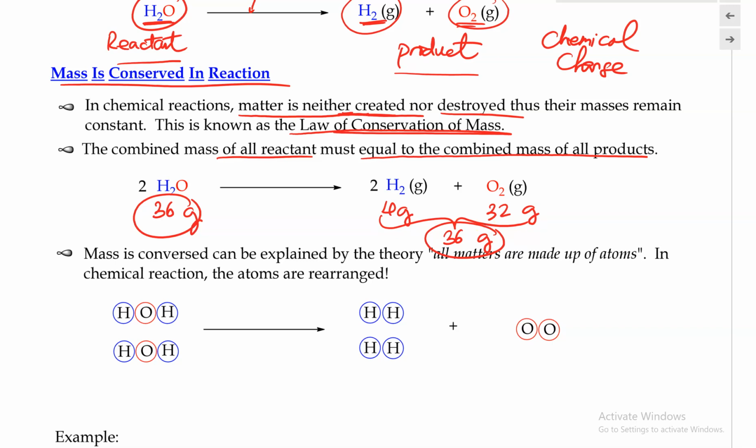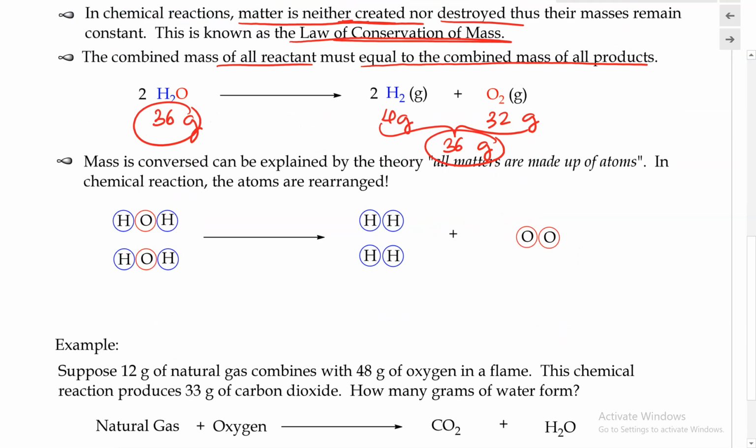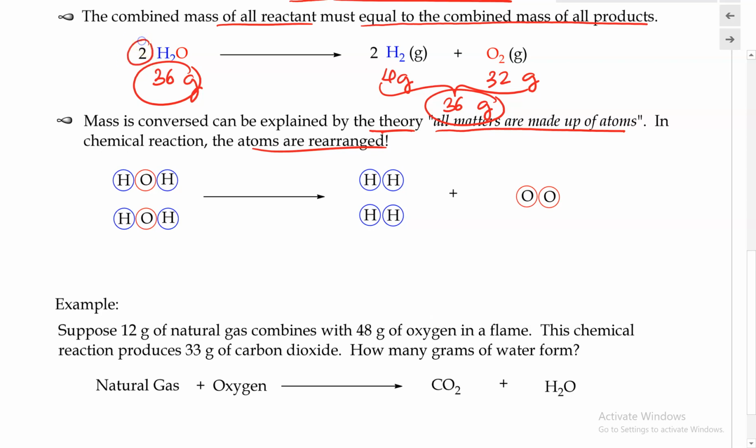The reason for this is that in the course of a chemical reaction, the atoms simply get rearranged, but the atoms are not created or destroyed. The bonds between the atoms are broken to form new bonds. So in a way, the atoms get rearranged to form new chemical substances. This mass conservation can be explained by the atomic theory: all matter is made up of atoms, and in a chemical reaction, the atoms are rearranged. For example, here we have 2 water molecules, here's one water molecule and here the other, and in the course of the chemical reaction, they are broken into hydrogen and oxygen gases.